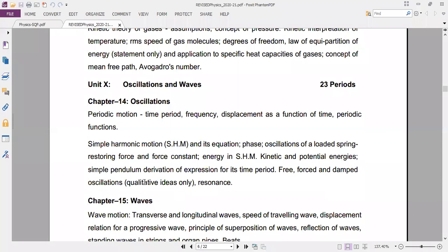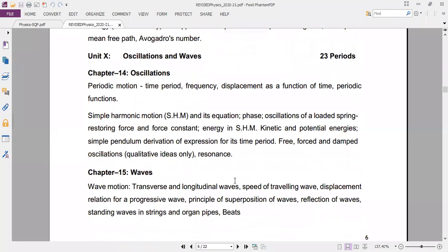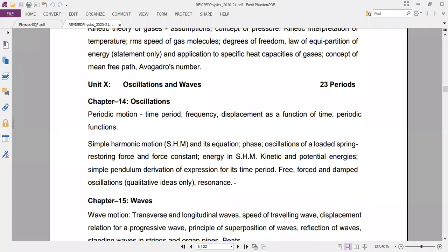This is only quantitative ideas only. Okay, related to resonance, the forced and the damped oscillation. So that idea also you will get. I know very well. Okay. Now we go for the question pattern.